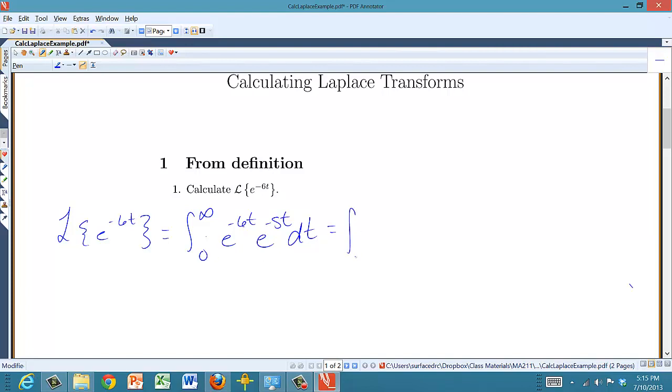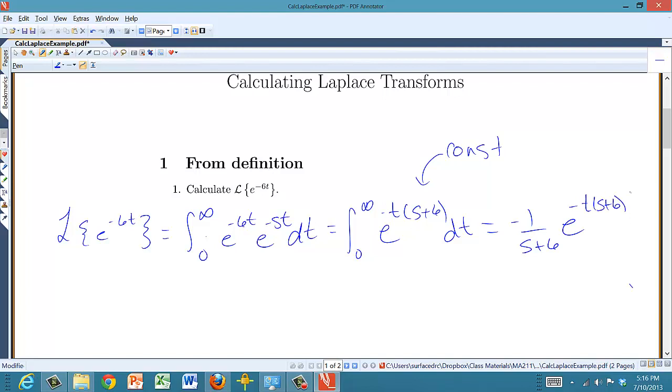This one is fairly straightforward. I should combine that base and see this is the integral from 0 to infinity of e to the negative t times, what is that, s plus 6 at that point, dt. I can calculate that integral without much trouble. Remember, this is a dt integral, so this s plus 6 is a constant sitting there. So the integral will be negative 1 over s plus 6 times e to the negative t times s plus 6, evaluated at 0 and infinity. And again, you should think of this as a limit.